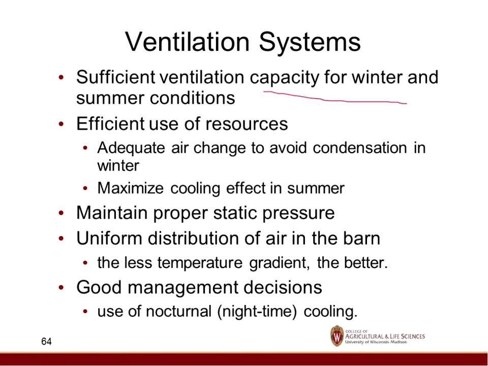Ventilation systems, we need to make sure we have enough capacity for winter and summer, so we need to be able to adjust those fans to meet those requirements across that wide range. We need to have adequate air change to avoid condensation in the winter, either on the walls. So, depending on the wall insulation level, maybe 75%, maybe less than that. So if we've got the walls insulated well, that'll help. And then maximum cooling effect during the summer. And we're going to talk about tunnel ventilated here in a second.